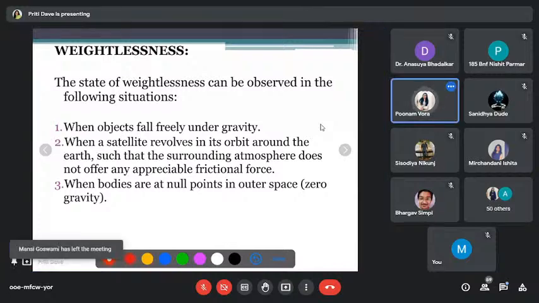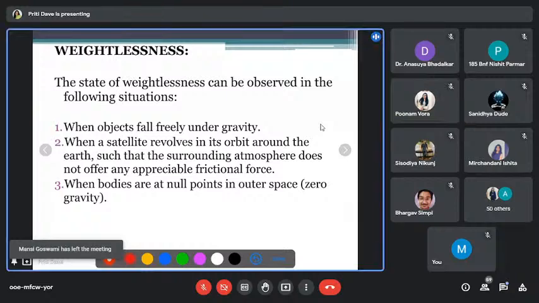In a lift, very good. In a lift, if suddenly the lift falls down, all right, when there is a sudden fall, then there is a state of weightlessness. The easiest example is bungee jumping. When you jump, for quite some time you have a free fall, and there you have weightlessness, or a body does not experience its weight. So that is weightlessness. When a satellite revolves in its orbit, that surrounding atmosphere does not offer any frictional force.